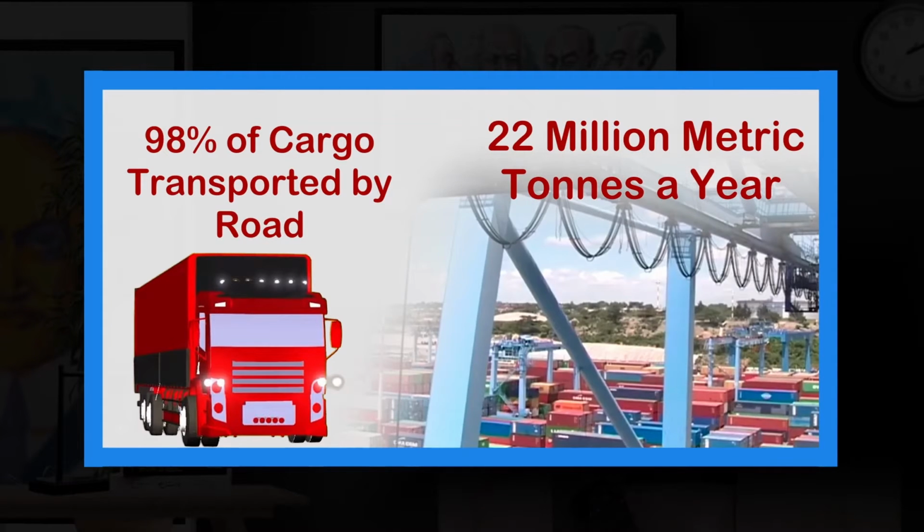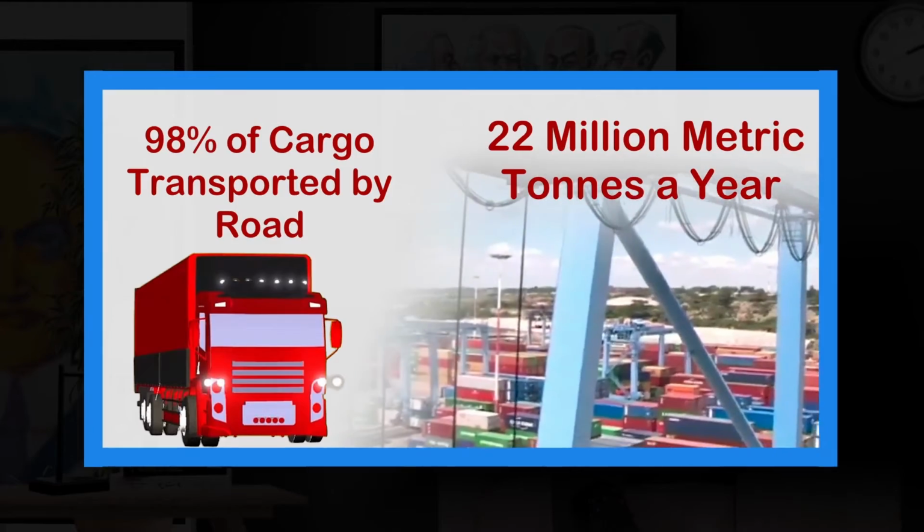Mind you, the cargo wasn't just Kenya's. It was Uganda's, it was Rwanda's, it was DRC Congo's cargo, and it was also Burundi's cargo. Just imagine 22 million metric tons, all on a single lane road to the green economies of East and Central Africa. And that's just cargo.